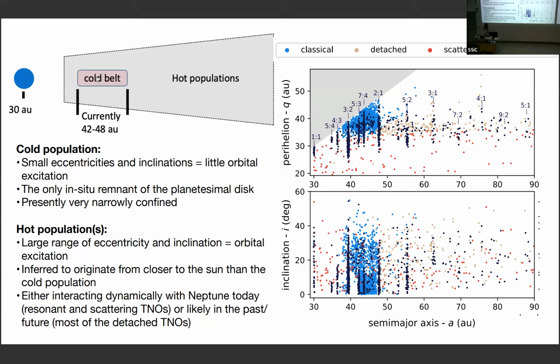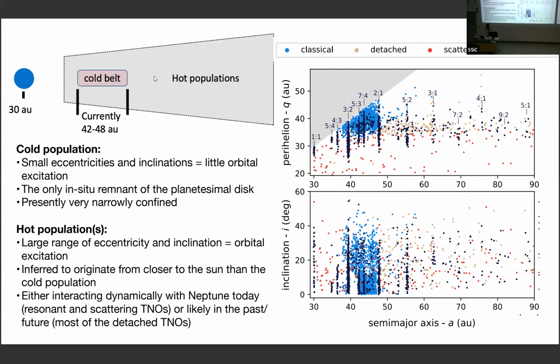So the cold belt is currently very confined radially. These are objects on nearly circular, nearly coplanar orbits. They are physically distinct. We now have color data and spectra data that show they have distinct compositions from the rest of the TNOs. They have a lot of wide binaries. There's evidence they have not undergone a particularly large amount of collisional evolution because of that. So this cold belt is probably the only in situ remnant in our solar system of the original planetesimal disk. We think they formed where we see them today. There's been some jostling about, but that is a remnant population from the era of planetesimal formation.